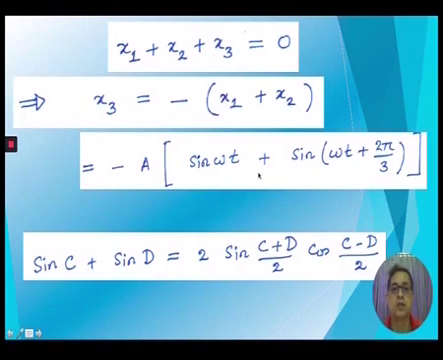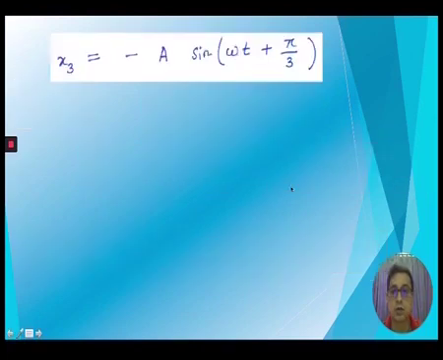Now it becomes a simple trigonometric addition problem, because x1 is equal to a sin omega t and x2 is equal to a sin (omega t plus 2 pi by 3). Now if we apply the sin C plus sin D formula, I'm sure all of you know it, you just apply it there, then the resultant would turn out to be this one. Now this minus sign is coming outside, which you can take inside.